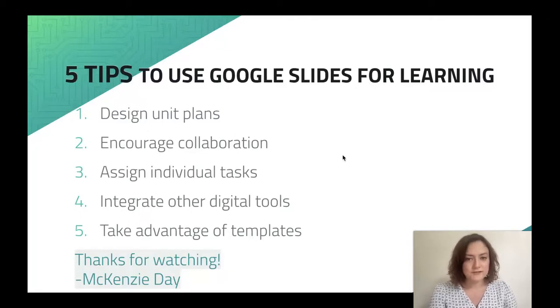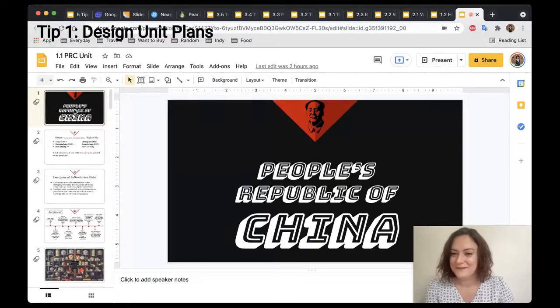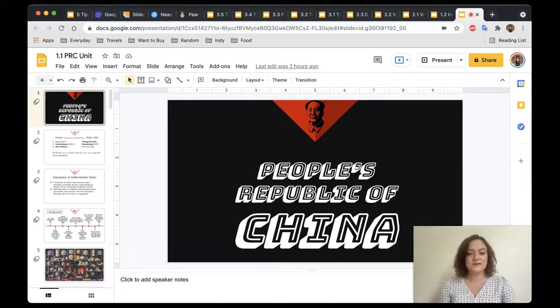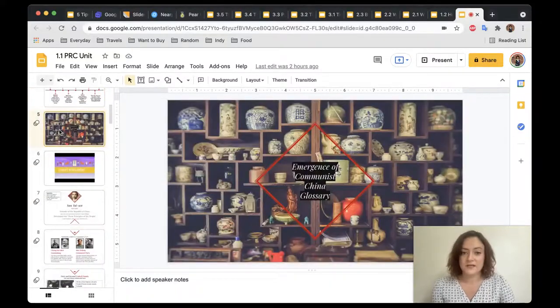Tip number 1 is to use Google Slides to design unit plans. So some examples of that I can share with you. We've got number 1 is a unit on the People's Republic of China. This was obviously a history unit. And how it works is really simple. Each slide is a lesson or an activity.